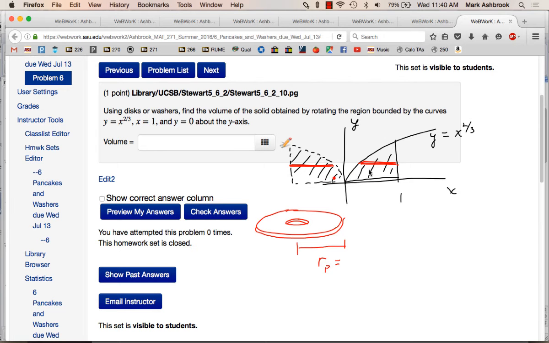So think about all the typical washers. The radius is from our axis of rotation out to the outer edge of the washer. 1 for all of them, right? It's the same for all of them. Inner radius, radius of the hole, equals.